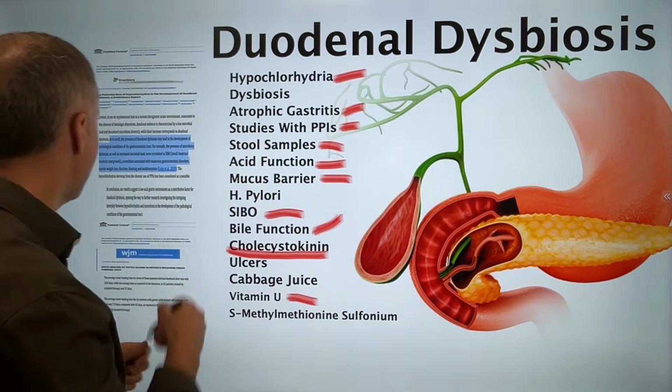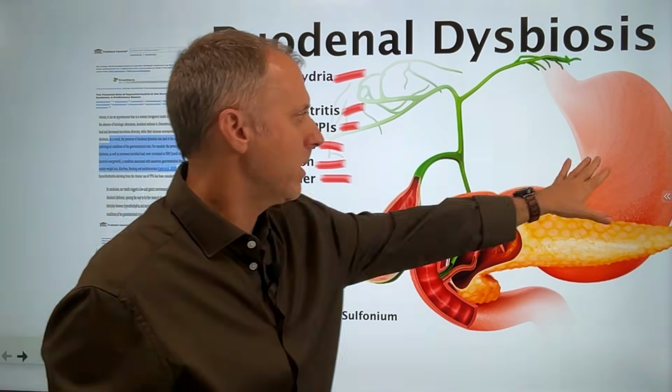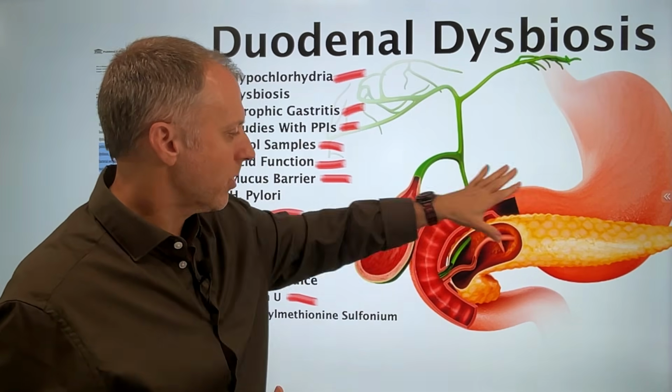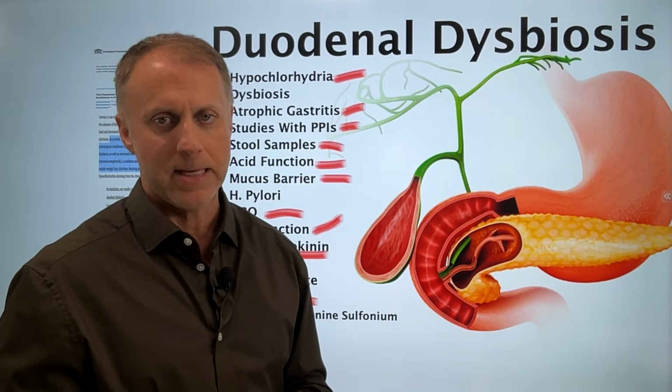But this original study that we looked at, their conclusion was: our results suggest a low acid gastric environment as a contributive factor for duodenal dysbiosis, opening the way to further research investigating intriguing interplay between hypochlorhydria and microbiota in the development of the pathological conditions in the gastrointestinal tract. So they're saying here that we really need to have this acid here so that we can keep all these bad guys from going down and creating all this trouble in the intestinal tract.